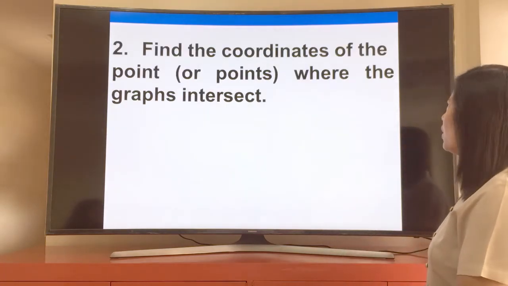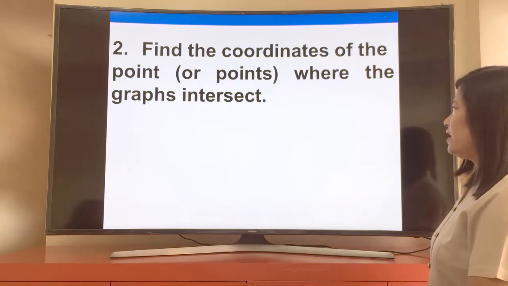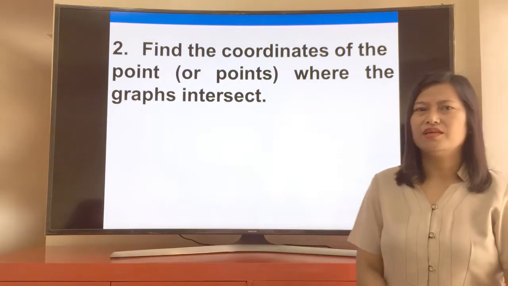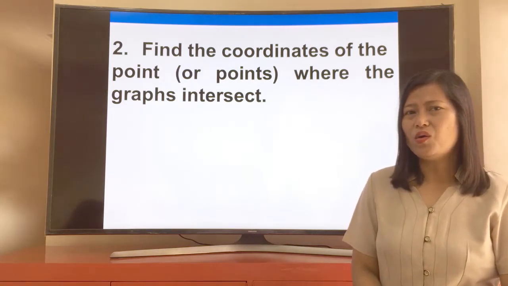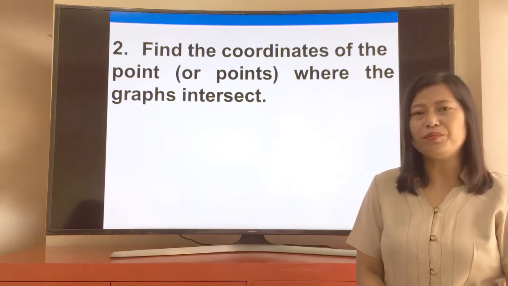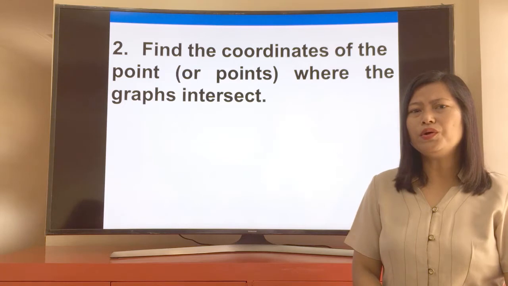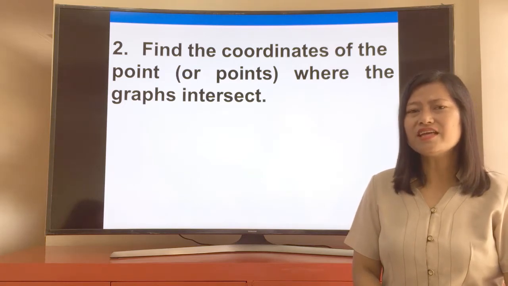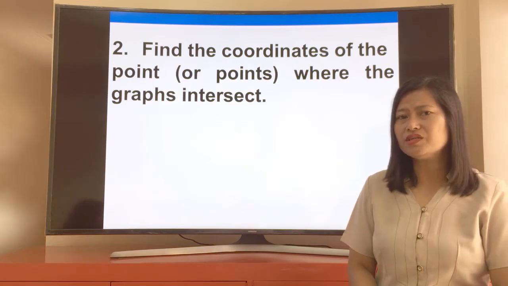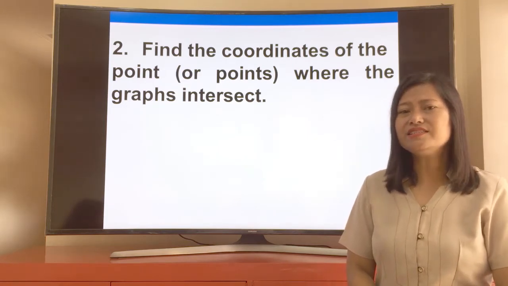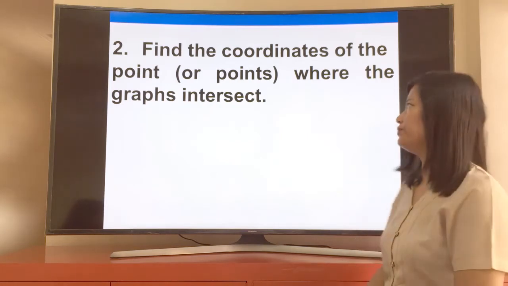2. Find the coordinates of the point or points where the graphs intersect. Do the lines intersect? If yes, what are the coordinates of the point of intersection? If the graphs have no common point, the system has no solution. If the graphs of the equations coincide, the system has infinitely many solutions.